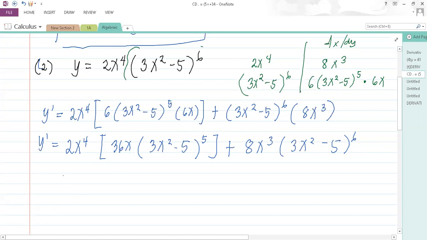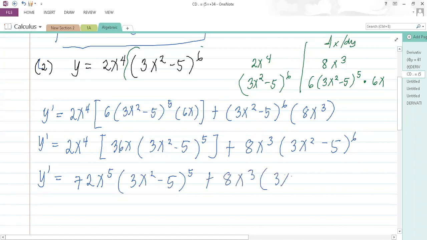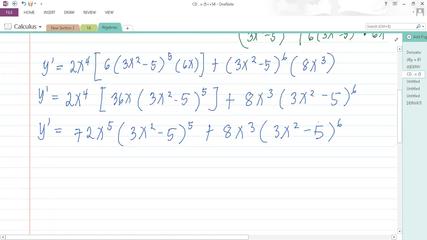Okay, simplify natin siya. So y prime is equal to 2x raised to 4 multiplied by 36x, is equal to 2 times 36, that is 72. So 72x raised to 5. Okay, so multiplied by (3x squared minus 5) raised to 5. Okay, so plus 8x cubed, (3x squared minus 5) raised to 6. Okay, we can simplify again this.